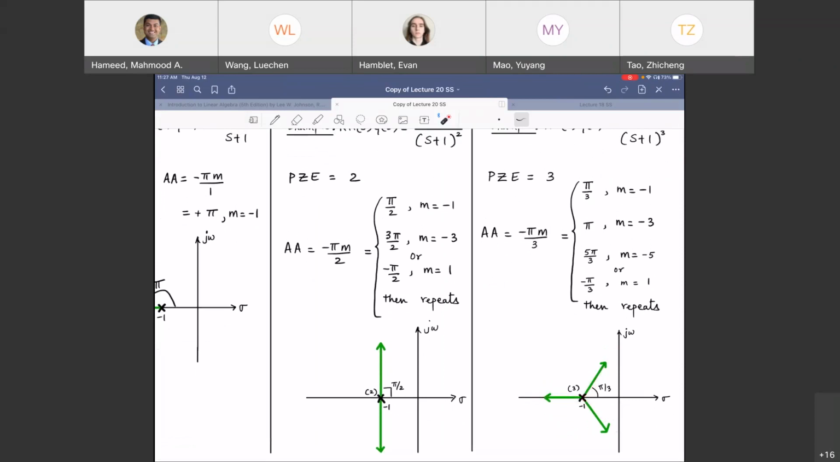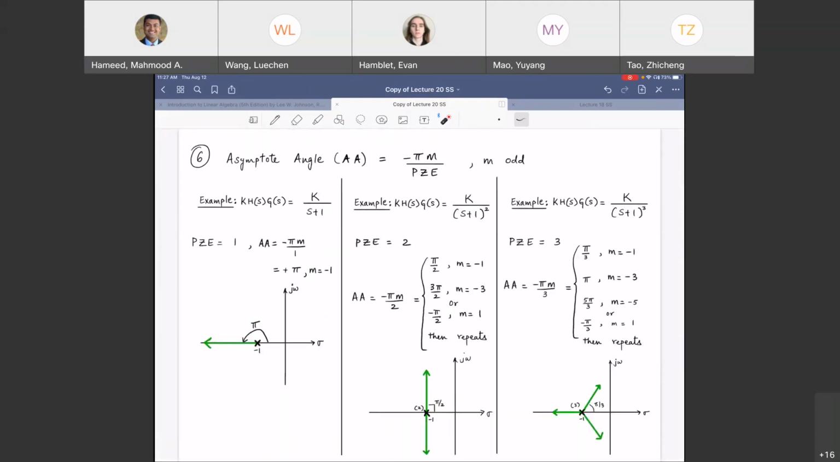And in this case, again, because you have 3 poles, no zeros, and all the poles are at -1, it just so happens that the asymptote lines and the root locus are on top of each other. That's generally not the case. It just so happens over here. Questions about asymptote angles?